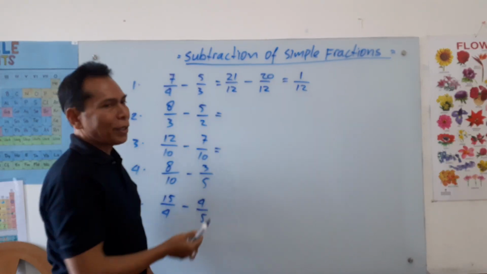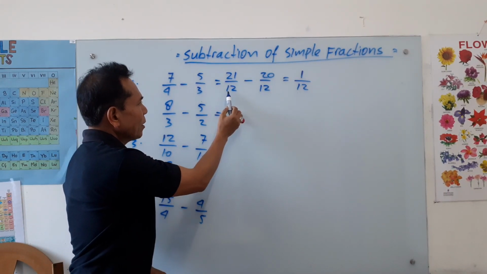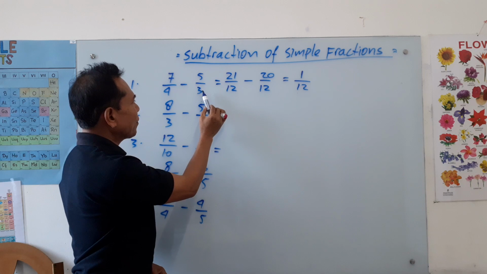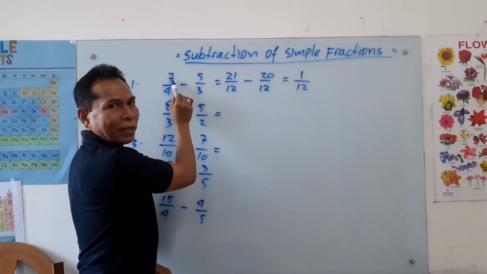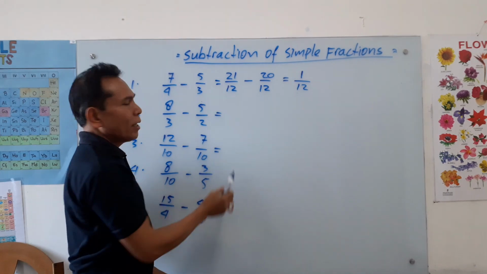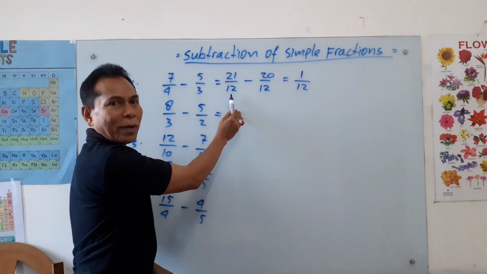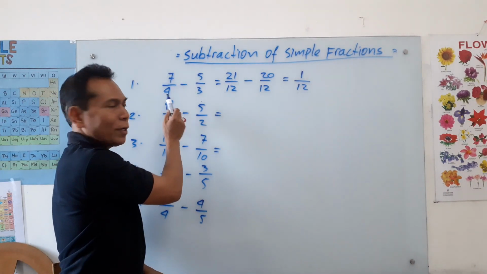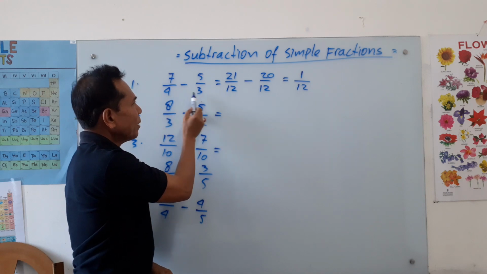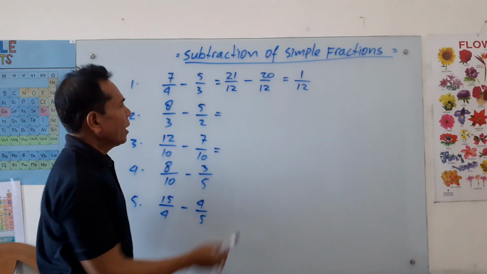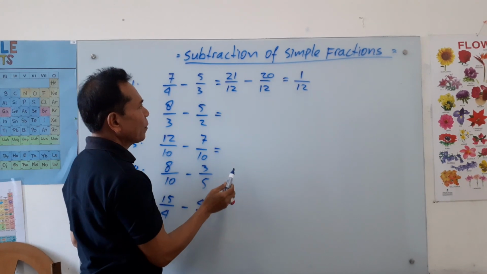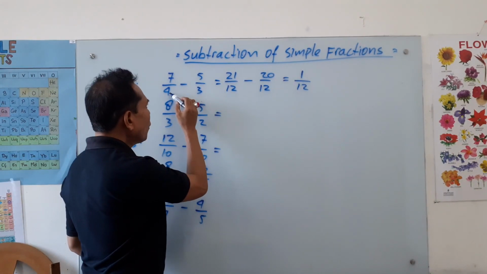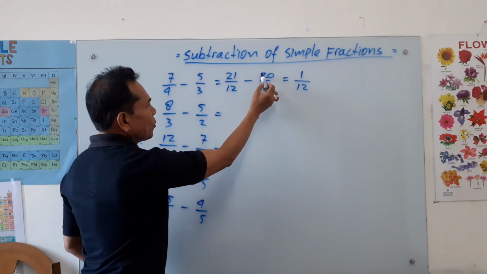So 7/4 minus 5/3 equals 21 over 12. Now, where does 21 come from? Remember, children, it comes from 3 times 7, which is 21. And where does this denominator 12 come from? It comes from denominator 4 times denominator 3, so 4 times 3 is 12. Then this minus here, so we put minus here. And this 20, where does 20 come from? It comes from 4 times 5.